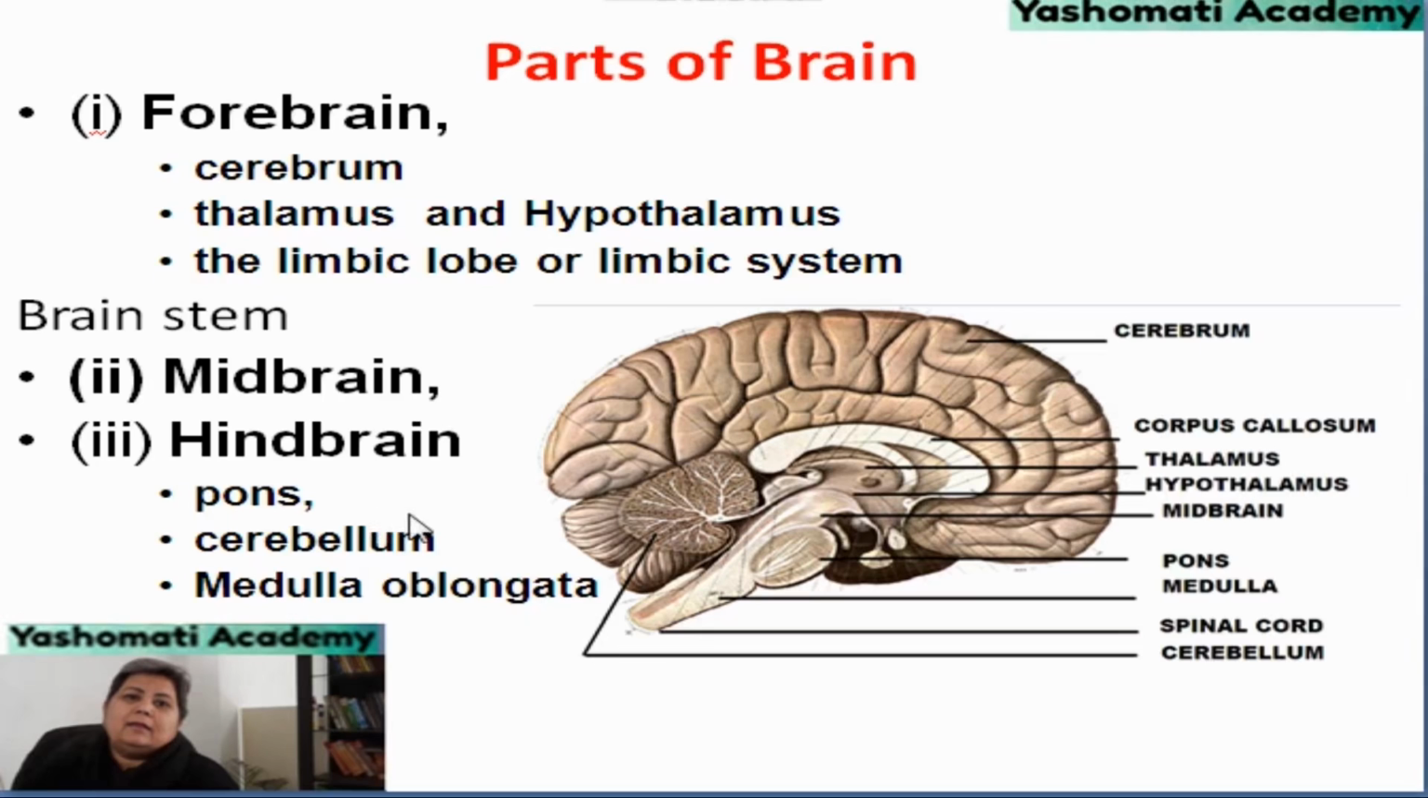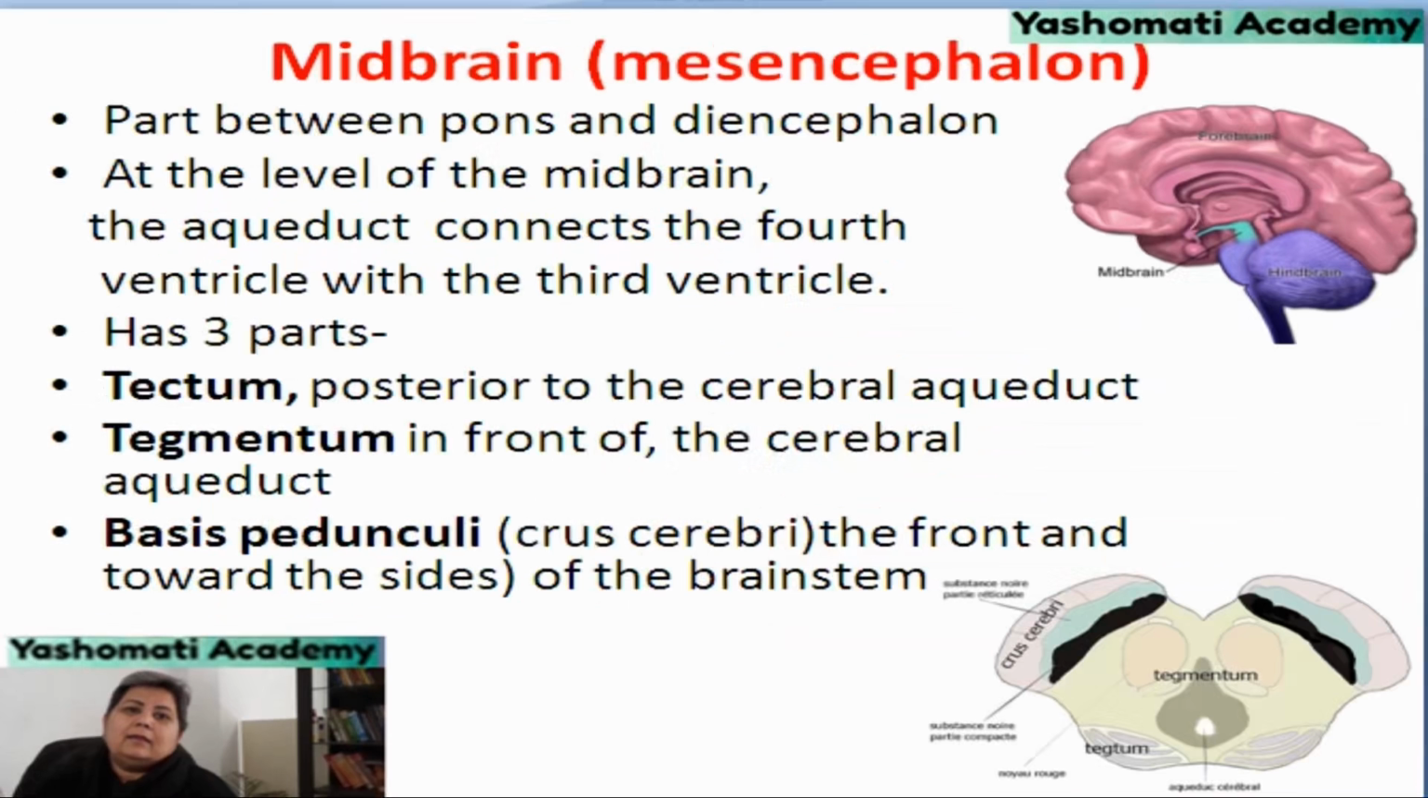Hindbrain is further divided into pons, cerebellum and medulla oblongata, and they are doing different functions. So let us try to understand what the midbrain is. Midbrain is also called the mesencephalon, and it is the part which lies between pons and diencephalon. Diencephalon is the upper part of the brain which consists of the cerebrum, thalamus and hypothalamus, and pons is the part of the hindbrain.